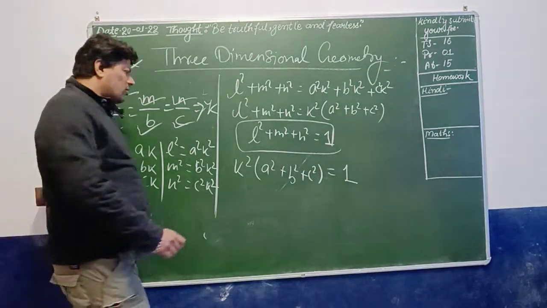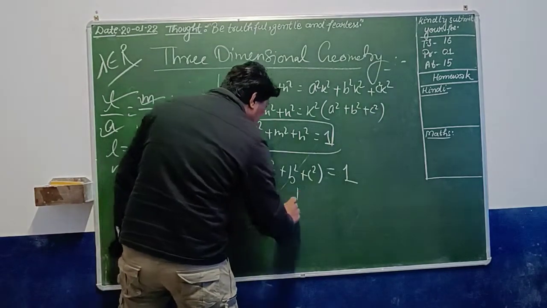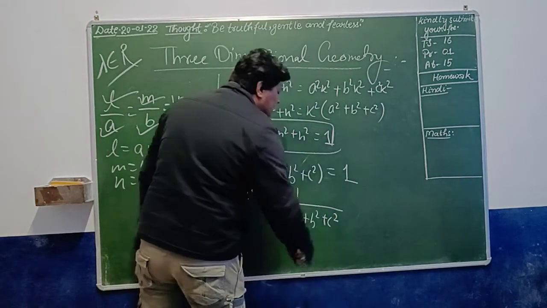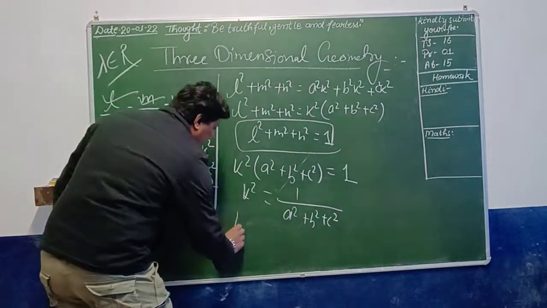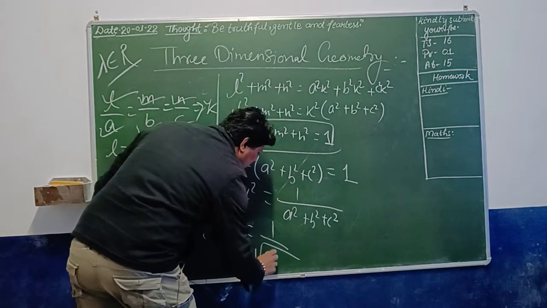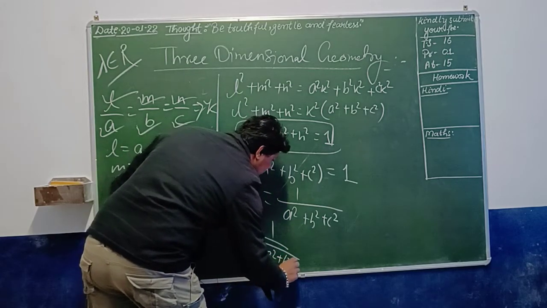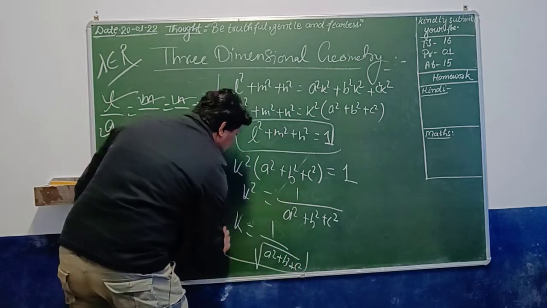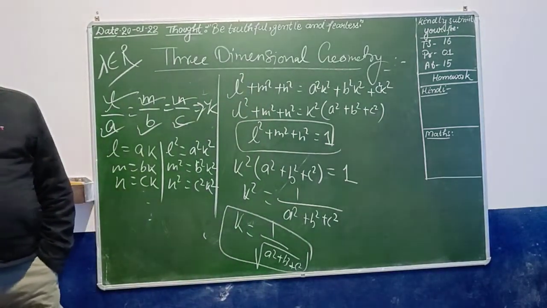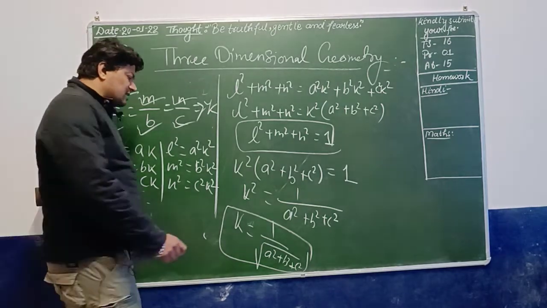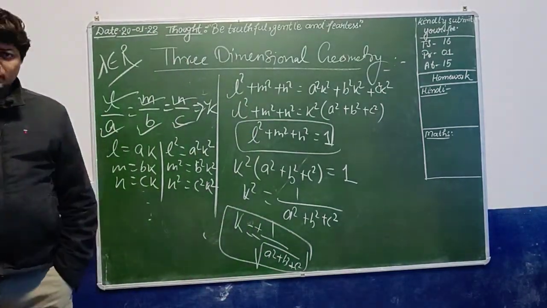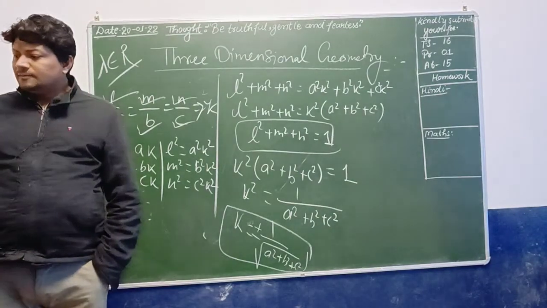Now the value of K square equal to 1 upon A square plus B square plus C square. Now K is equal to 1 upon root A square plus B square plus C square. This one is the value of K. Any value which comes from a root will be both positive as well as negative. Is it clear?